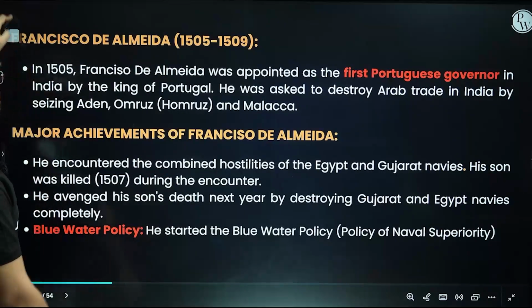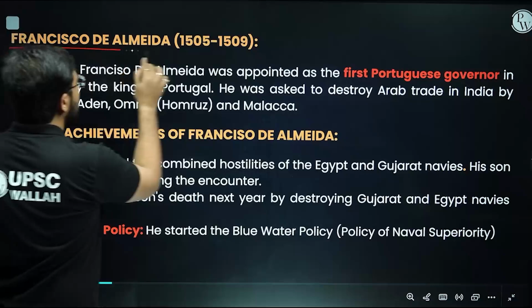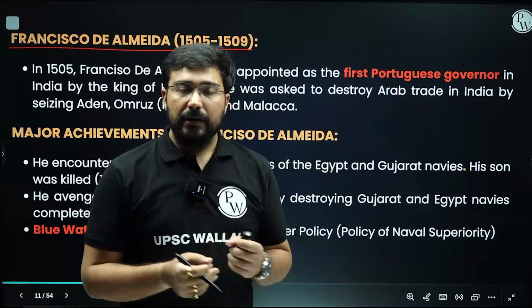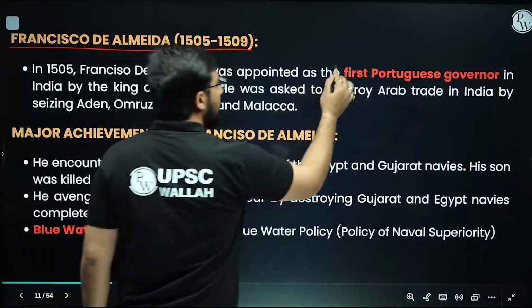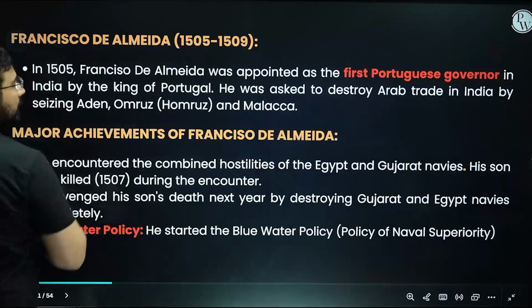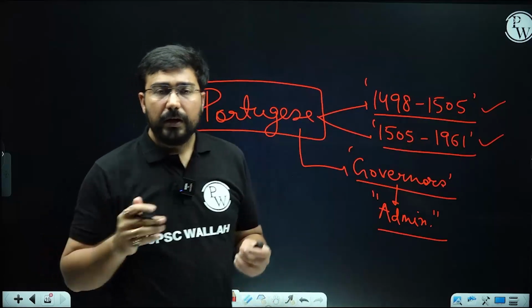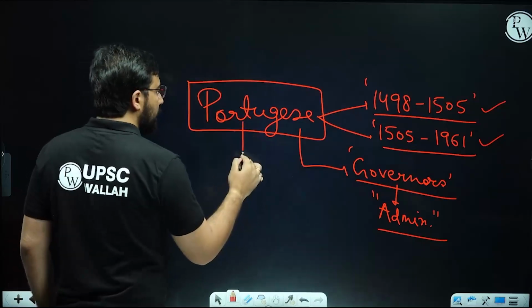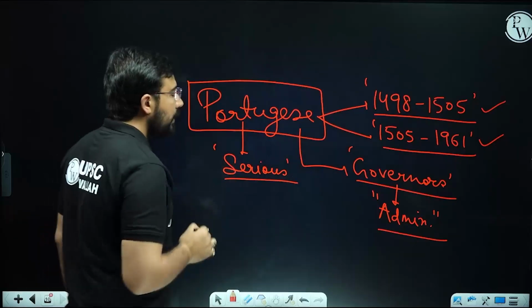Next, if we see, starting from 1505, we see a systematic rule, and the first governor to be appointed is Francisco de Almeida, and he was the one who came out with some new things. First of all, remember this, that he was the first Portuguese governor, right? As we have discussed in our notes also, the Portuguese period from 1498 to 1505 was more informal. Many travelers came, but as such no system was there. From 1505 onwards, the Portuguese government became very serious, that now since we have got the direct connection, we should utilize it to get the maximum profit.